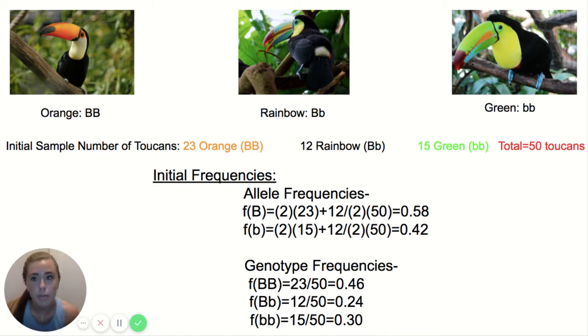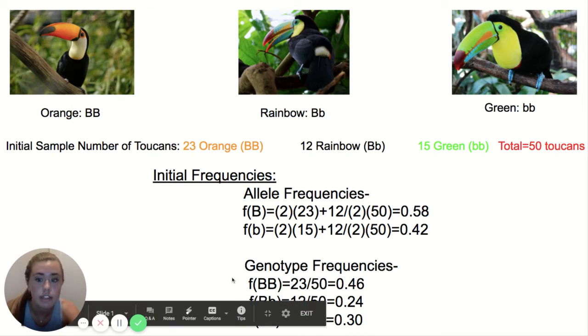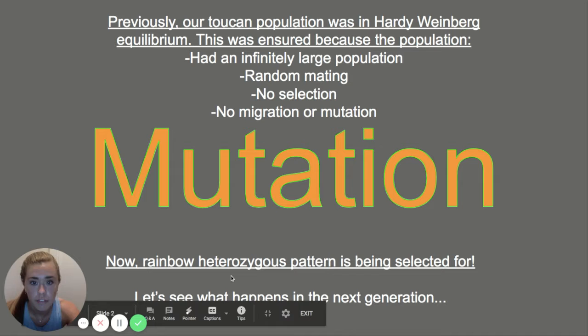So for this video, we're going to be looking at a sample population of orange, rainbow, and green beaked toucans with the initial allele frequencies and genotype frequencies listed as seen here. So the population was previously in Hardy Weinberg equilibrium as all of the boxes were checked.